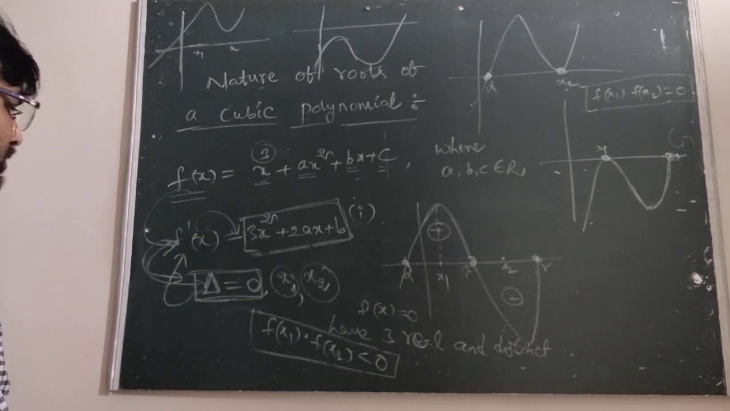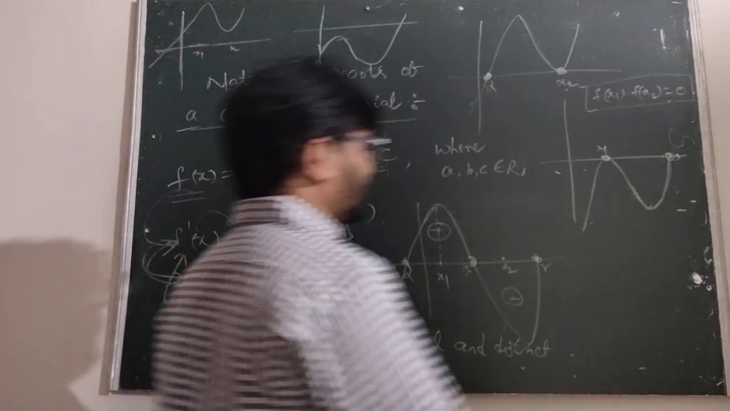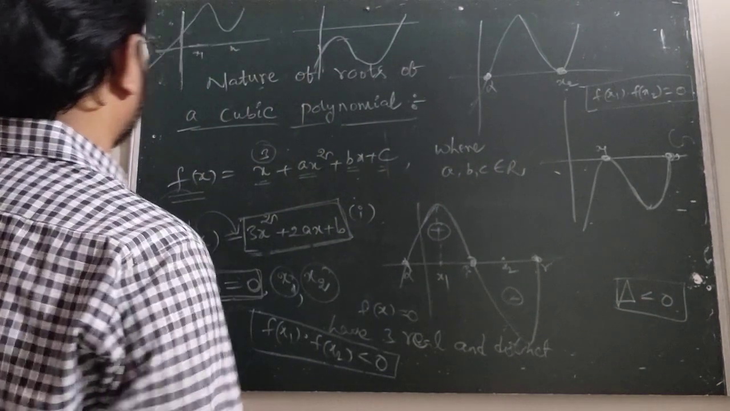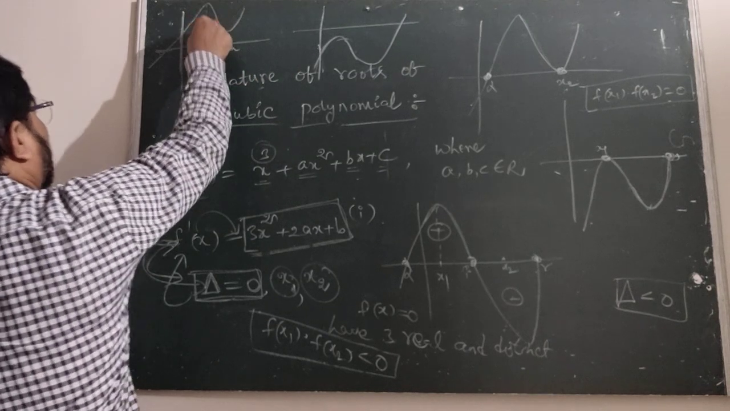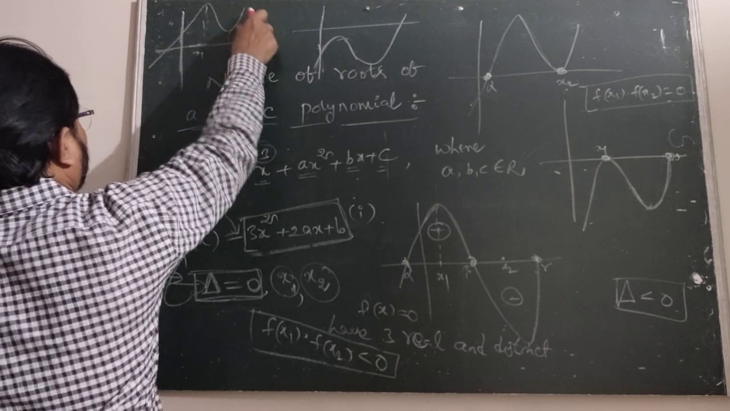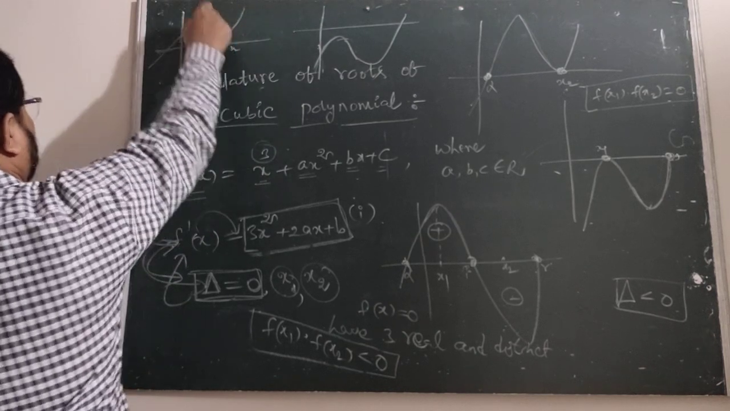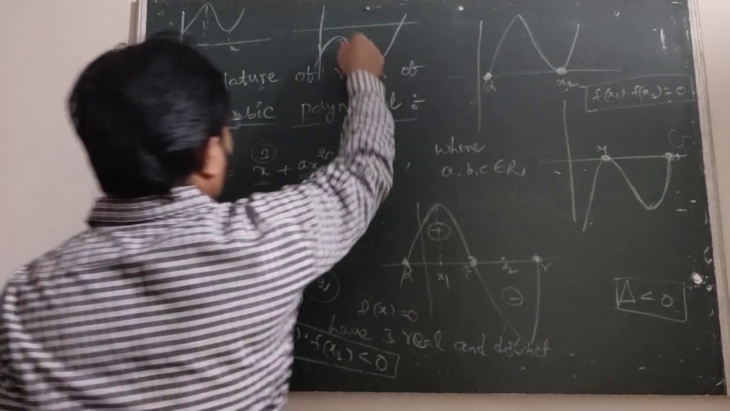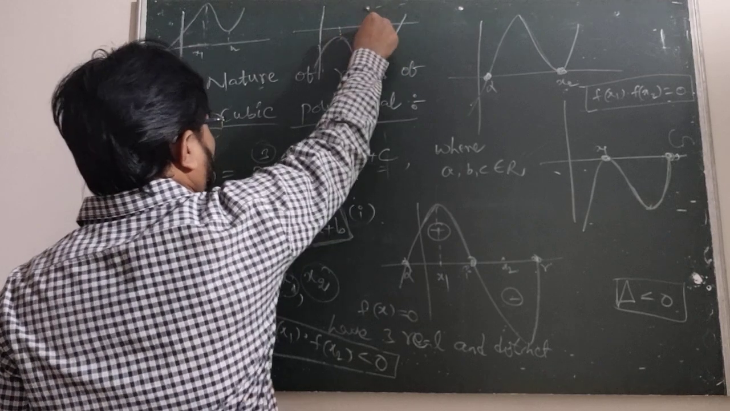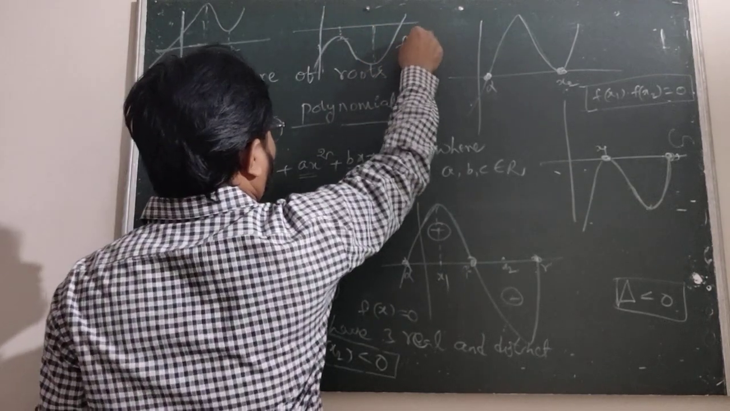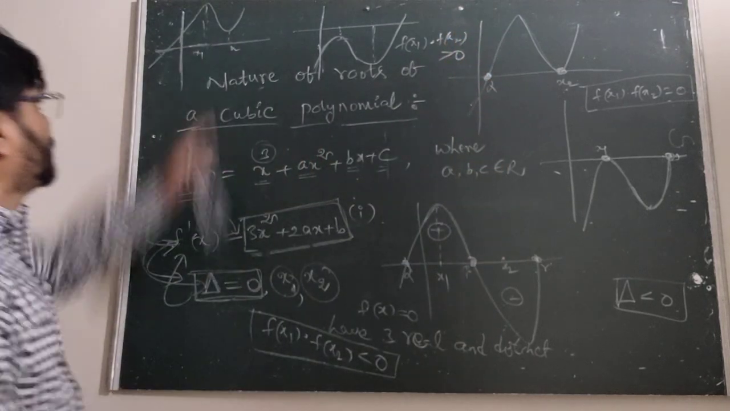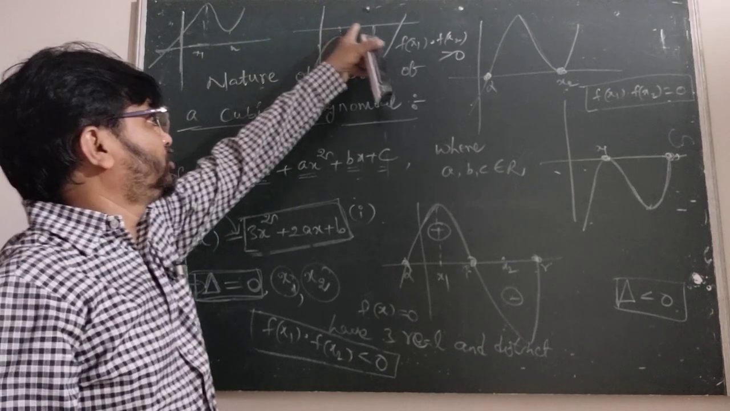Now the third case. The third case is when the discriminant is less than 0. When the discriminant is less than 0, we are thinking here this is the x1, this is the x2. What you are looking at here? Both are positive. This is f of x1 positive, f of x2 positive. Here also this is negative, this is negative. In this case, f of x1 into f of x2 must be greater than 0. Plus into plus is plus, minus into minus is plus.